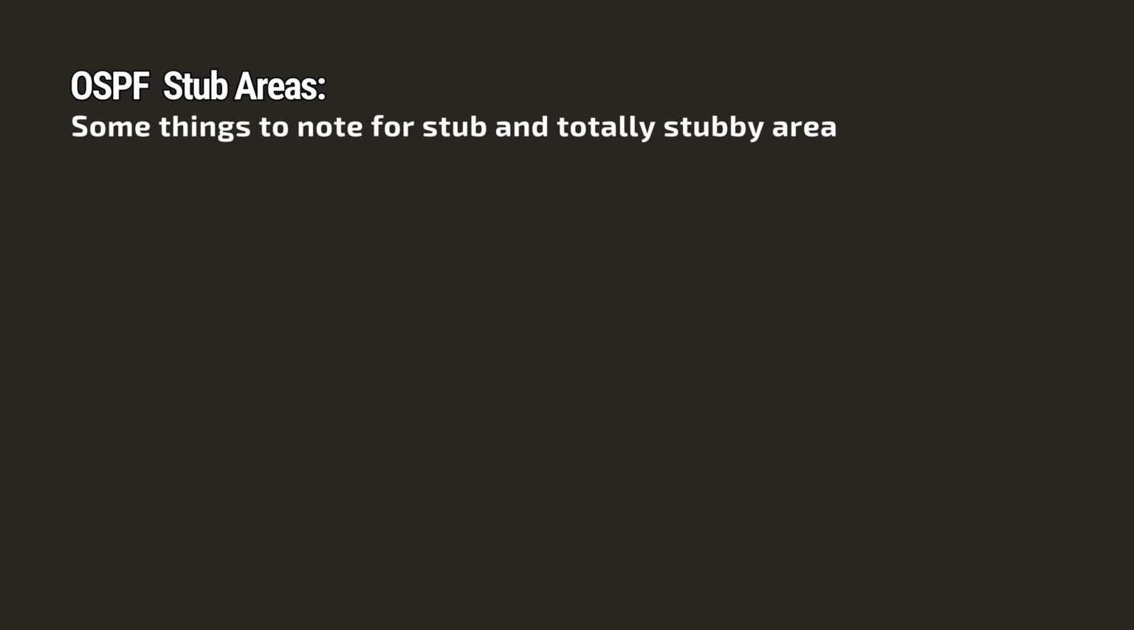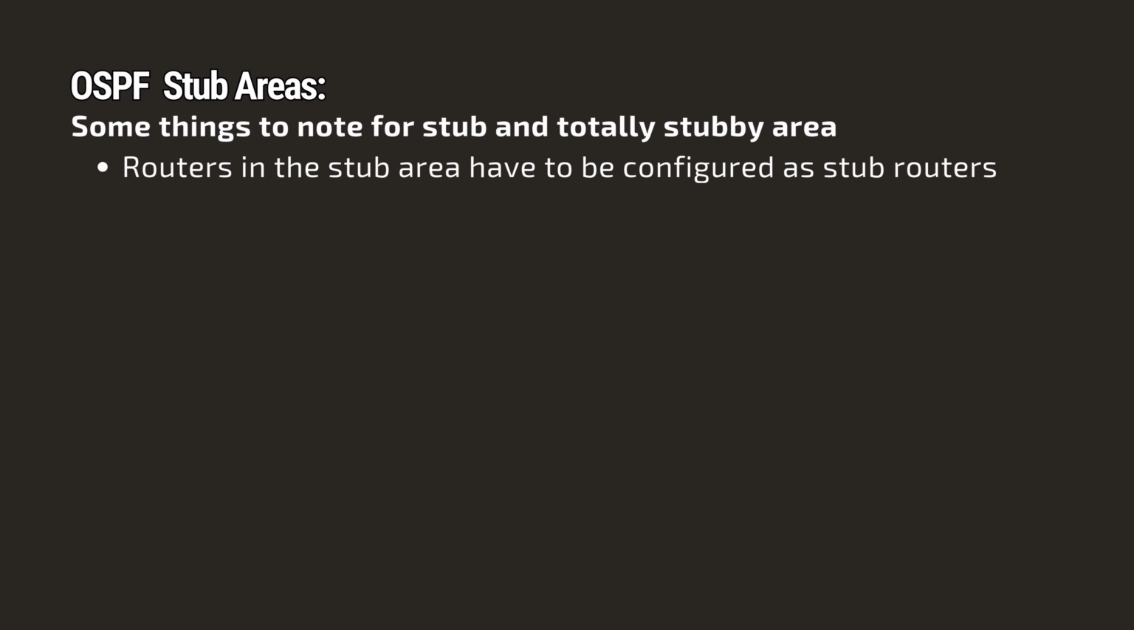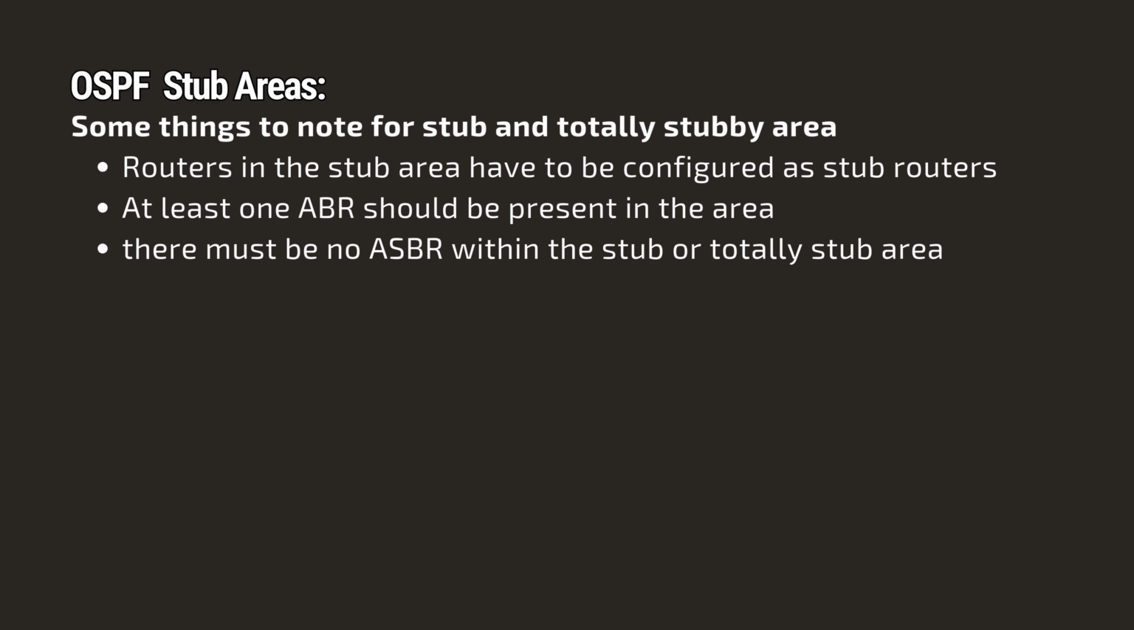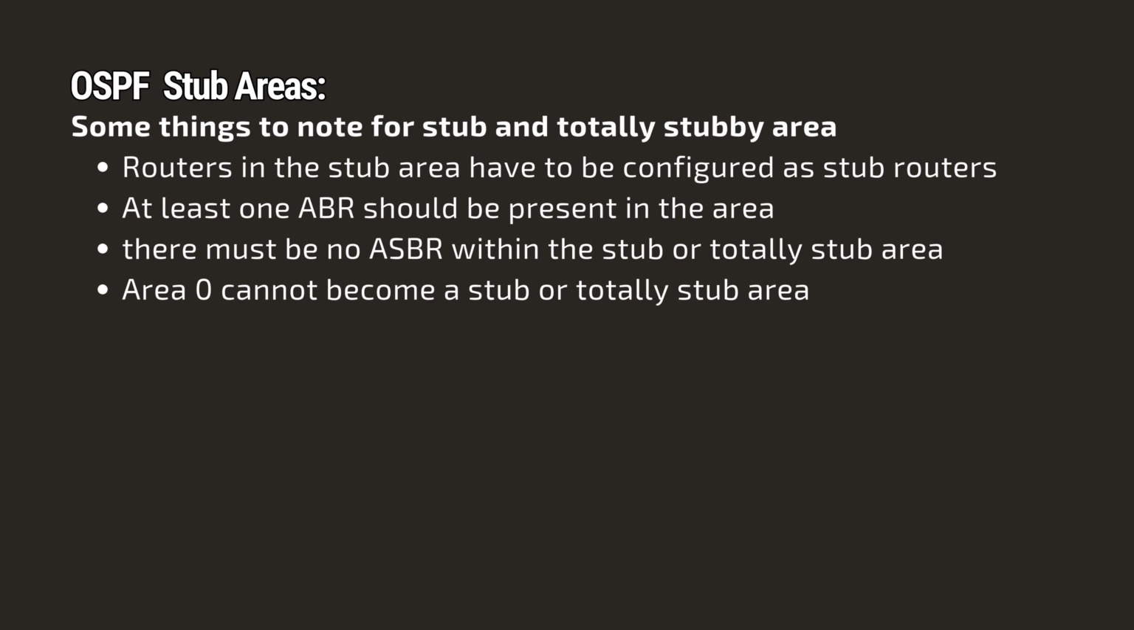Here are some things to note for stub and totally stubby areas. Routers in the stub area have to be configured as stub routers. At least one ABR should be present in the area. There must be no ASBR within the stub or totally stubby area. Area 0 cannot become a stub or totally stubby area.